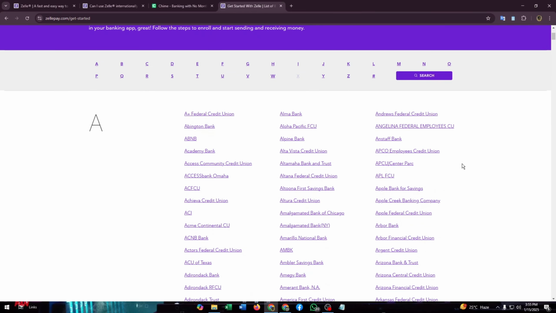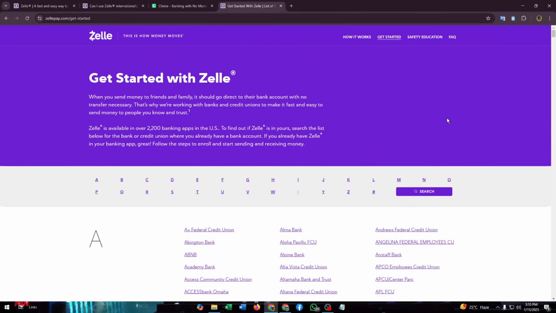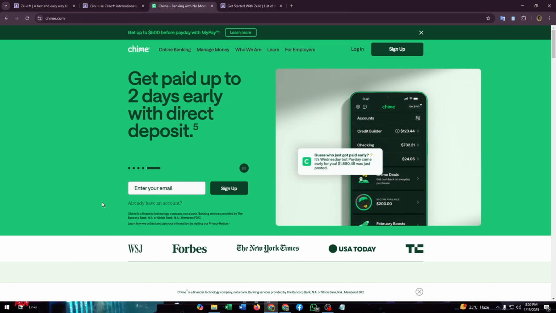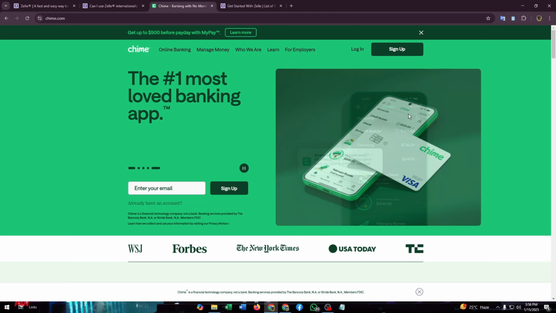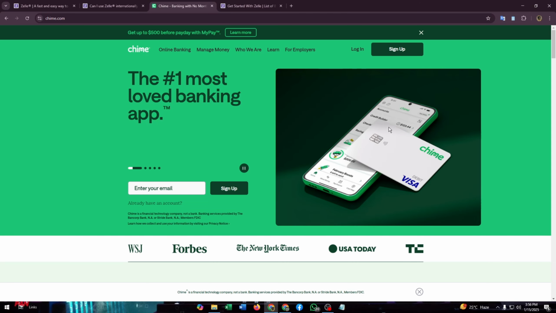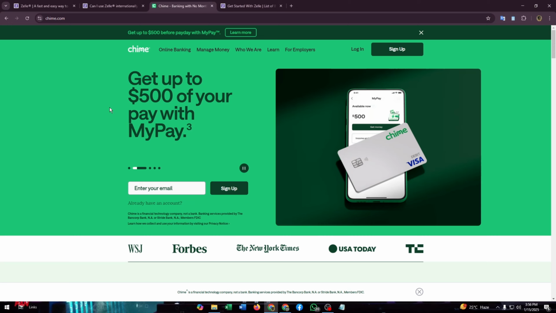Here is the whole list of the banks that support Zelle. The list of banks is huge. From here you can see Zelle supports a huge number of banks to transfer money from the bank account to your Zelle account. Now, after connecting your bank account to your Zelle account, you can transfer money from your Zelle account to your bank account. After a successful transaction, you will have the funds in your bank account.